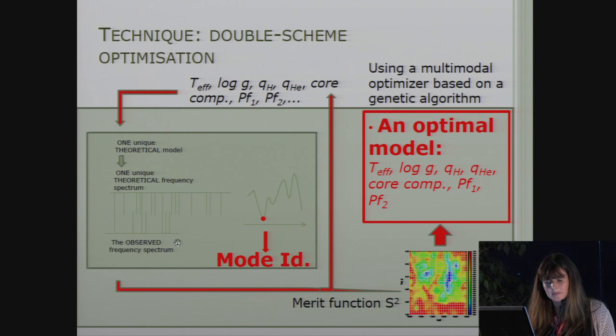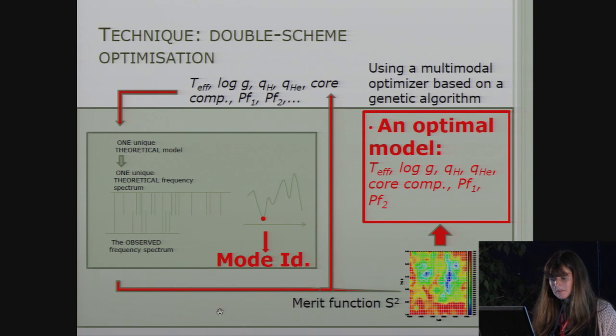We obviously had to do an optimization here to find the best mode identification because it's not predefined. What we give in the model is just the list of the frequencies, but they're not identified. So here we get the identification, uniquely determined for each model.